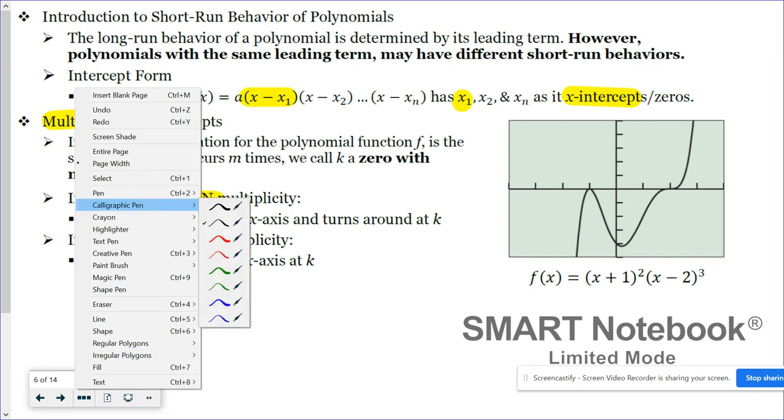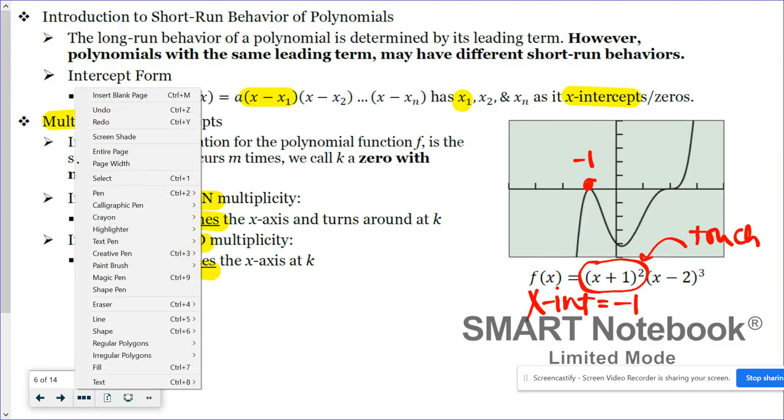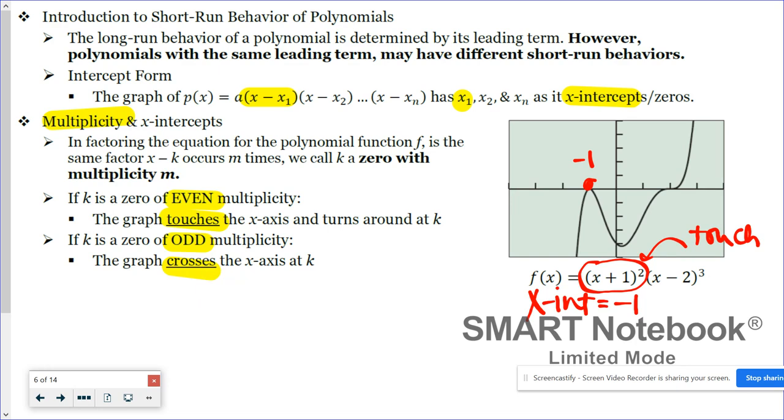What we're seeing in this graph with the factor x plus 1 quantity squared: that factor tells me that I have an x-intercept at -1. Since the multiplicity is 2, and that's even, it's going to touch. If you look at the graph at -1, that's exactly what's happening. The other factor, x minus 2 quantity cubed, tells me that my x-intercept is 2, and the exponent of 3 is odd, so it's crossing the x-axis there.